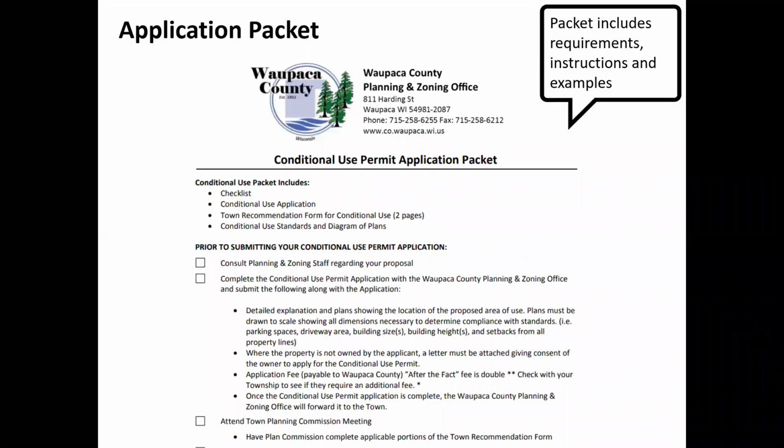Okay. So I also recommend taking a look at your application packets. This is an example from Waupaca County, where they've laid out what the requirements are. They've provided instructions and a checklist to walk applicants through the process, and they also have examples.